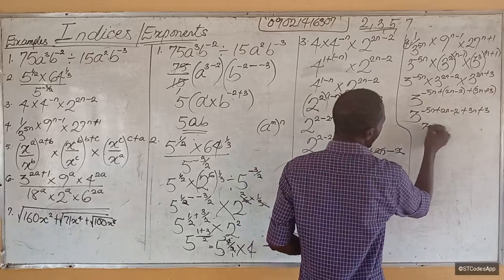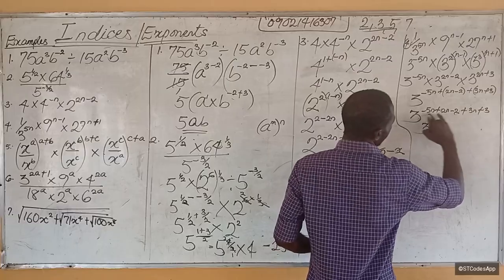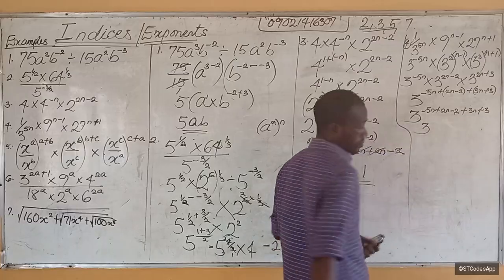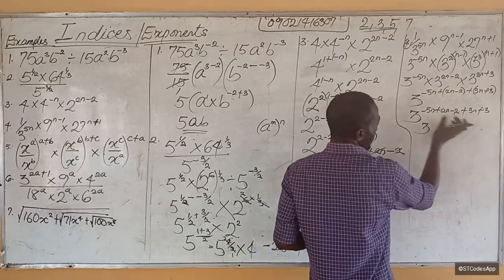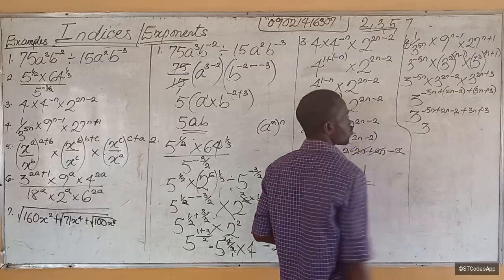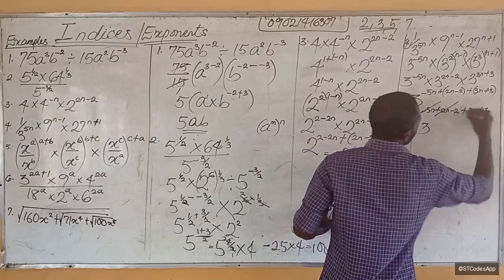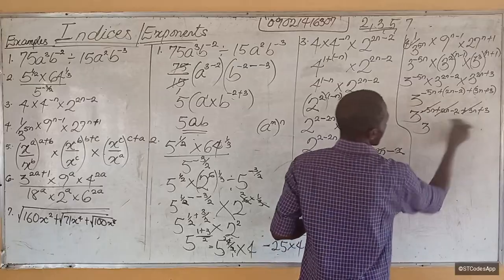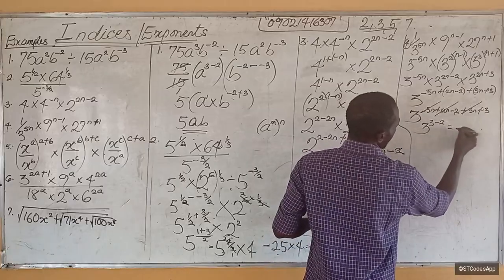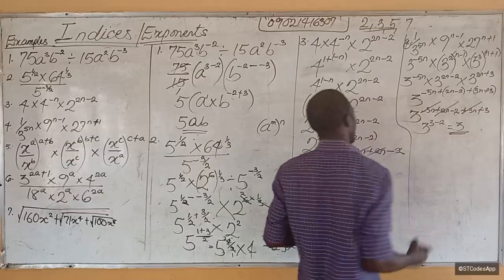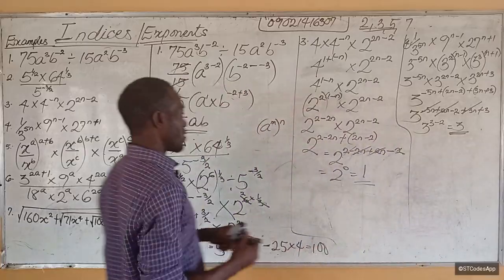So it becomes 3 raised to the power minus 5n plus 2n plus 3n. Let's correct it like that. 3n plus 2n is what? 5n, minus 5n, 0. So this takes care of this. So I now have 3 raised to the power minus 2 plus 3, which is 1. 3 raised to the power 1, that's 3. Is that clear? All right.